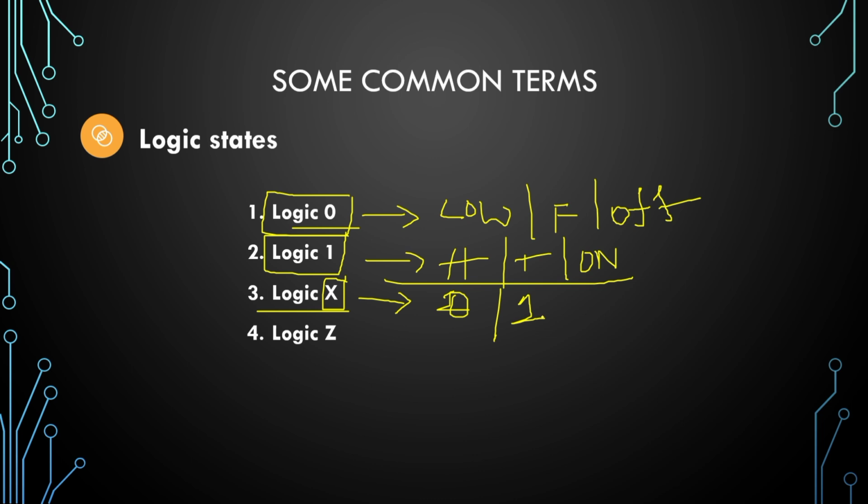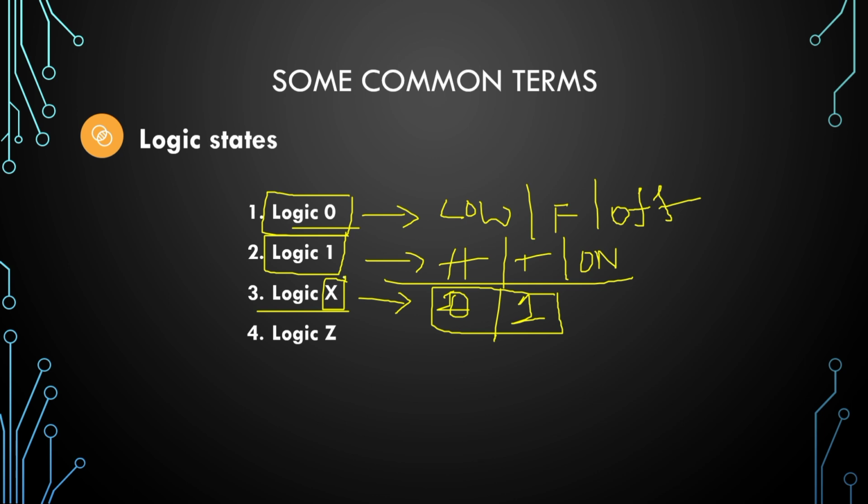Means we don't know. The state is not known for this logic level. Means it can take either 0 or it can take 1. That we cannot determine. Means if the state of this logic level cannot be determined as either 0 or 1, then it is called X or unknown or don't care.